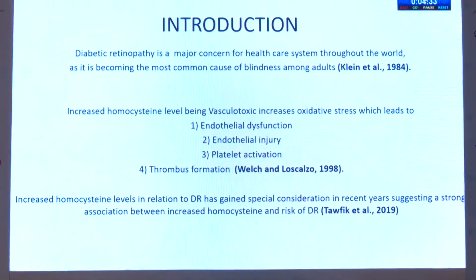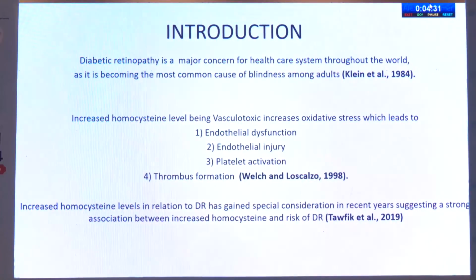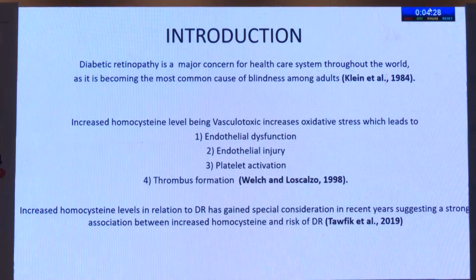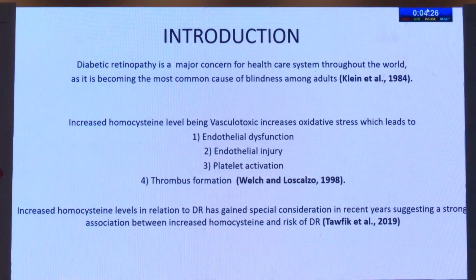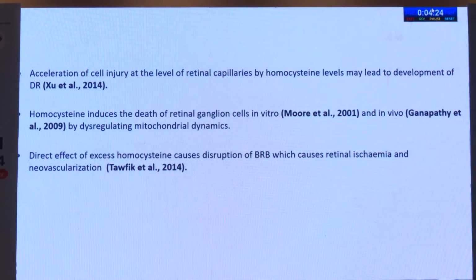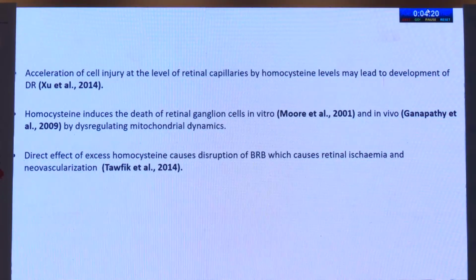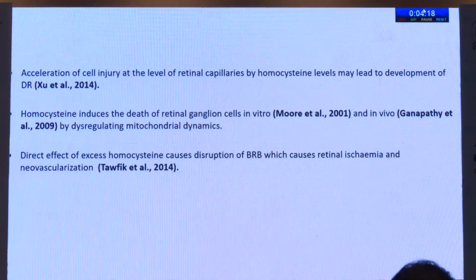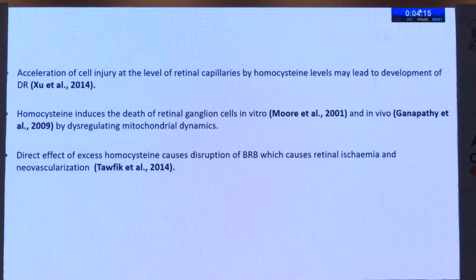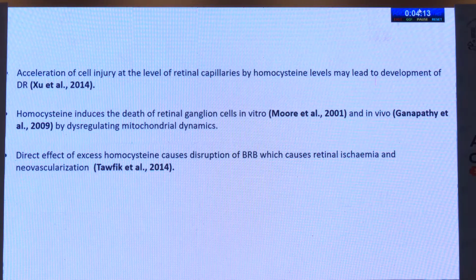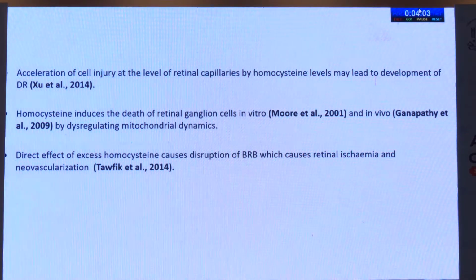Increased homocysteine level in relation to diabetic retinopathy has gained special consideration in recent years, suggesting a strong association between them. There is also acceleration of cell injury at the level of retinal capillaries by homocysteine, which may lead to development of diabetic retinopathy, as quoted by Zhu et al. in 2014. Homocysteine also induces the death of retinal ganglion cells in vitro, as suggested by Murray et al. in 2001, and in vivo, as suggested by Ganapathy et al. in 2009, by dysregulating mitochondrial dynamics.